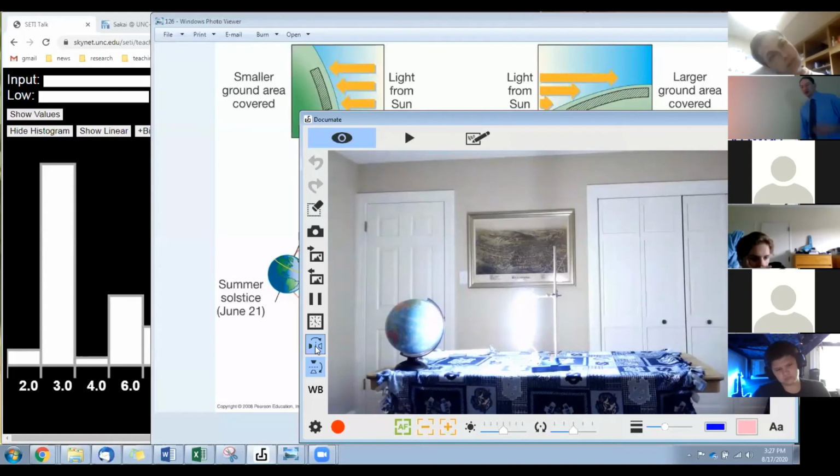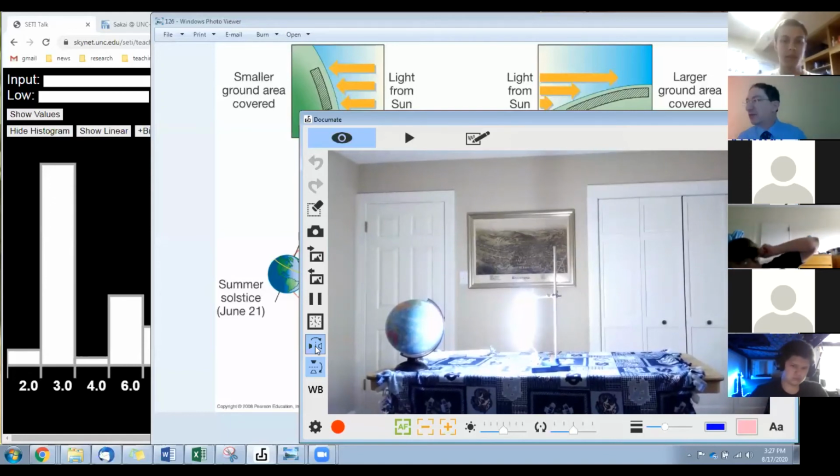Anyway, I have a lot more to show you with the globe and light demo, but I don't think I have enough time left, and this is all the farther I got with the other class. So I'm going to pause just a couple minutes early and open it up to any questions.